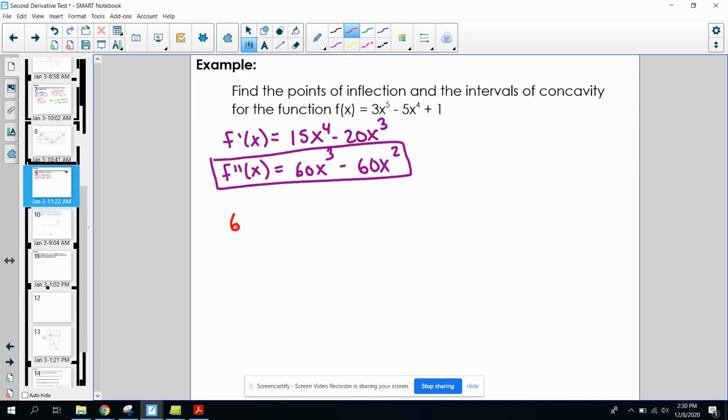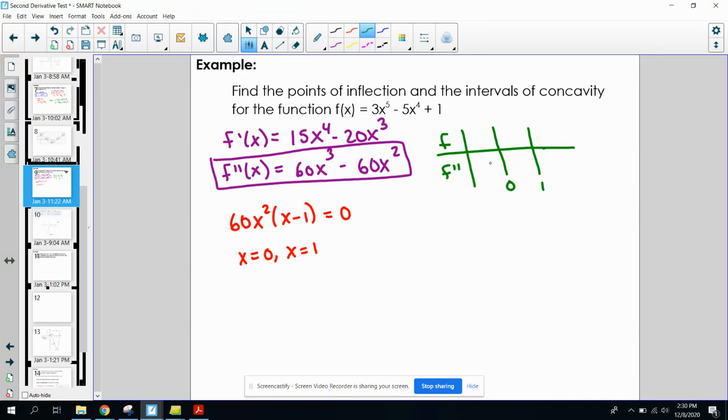I'm going to factor out my GCF, so 60x squared. So I have x minus 1, set it to 0. So I end up with 0 and 1 as my second derivative critical points. And again, we will set up f and f double prime. We don't have any endpoints, so we're just going to keep them open there. We have 0. Oops, we have 1.